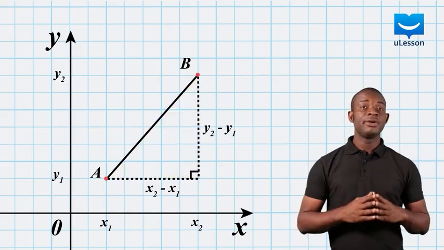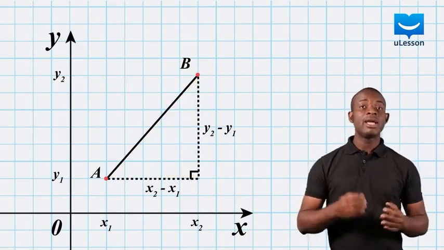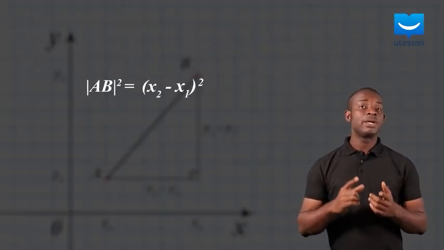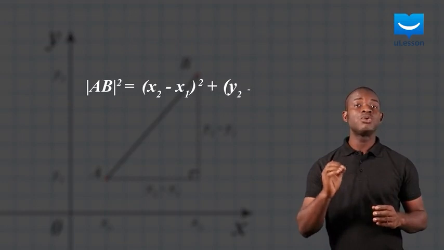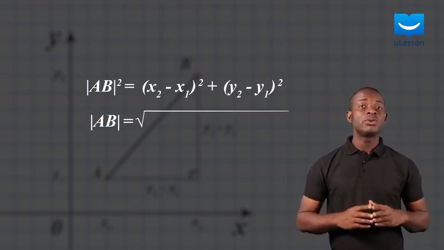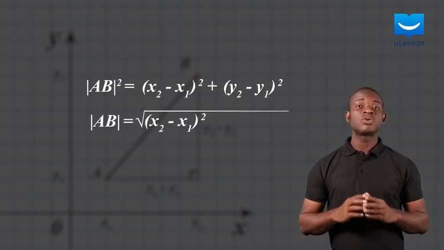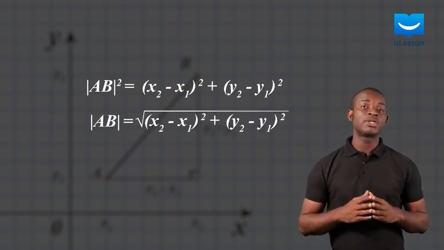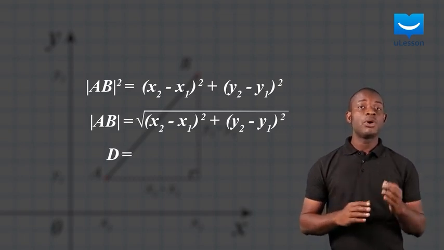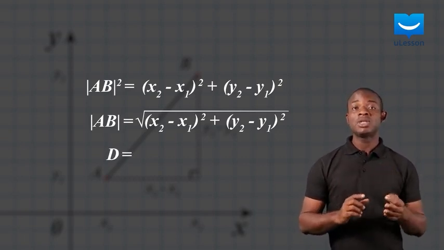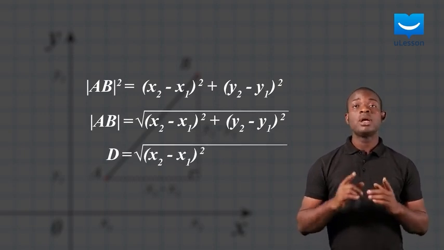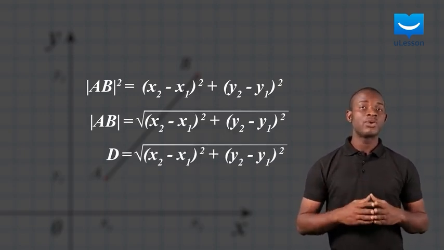Using the Pythagoras theorem, the distance between point A and B can be expressed as AB squared equals (x2 minus x1) squared plus (y2 minus y1) squared. Therefore, AB equals the square root of (x2 minus x1) squared plus (y2 minus y1) squared. Hence, the distance D between any 2 points with coordinates x1, y1 and x2, y2 is given by the square root of (x2 minus x1) squared plus (y2 minus y1) squared.